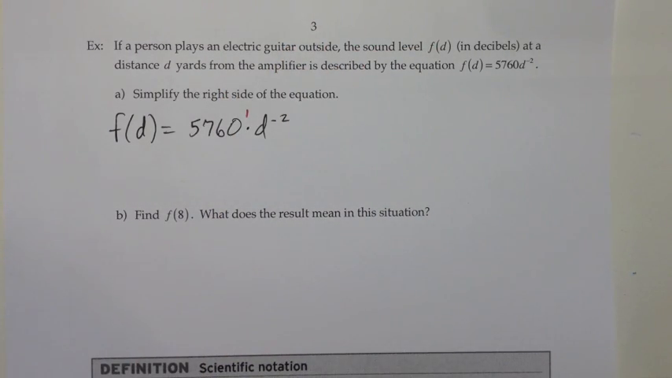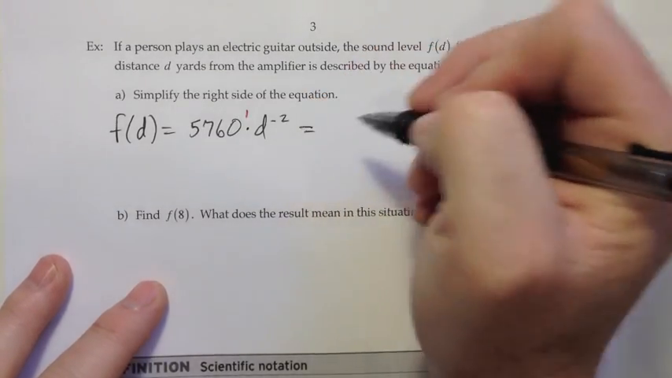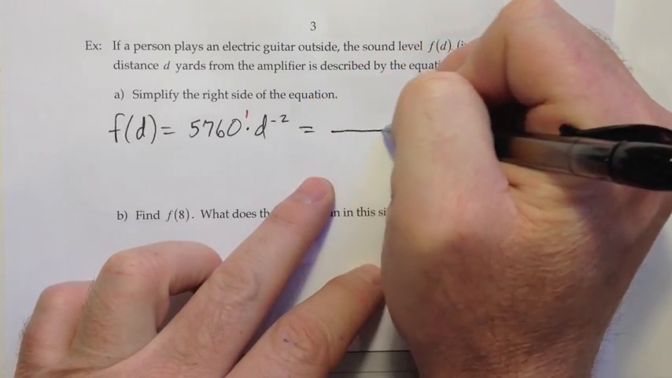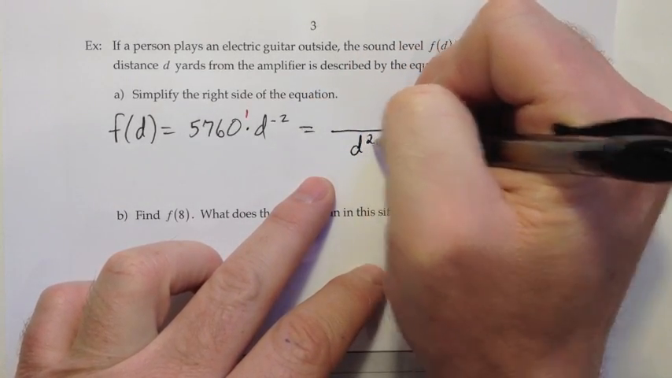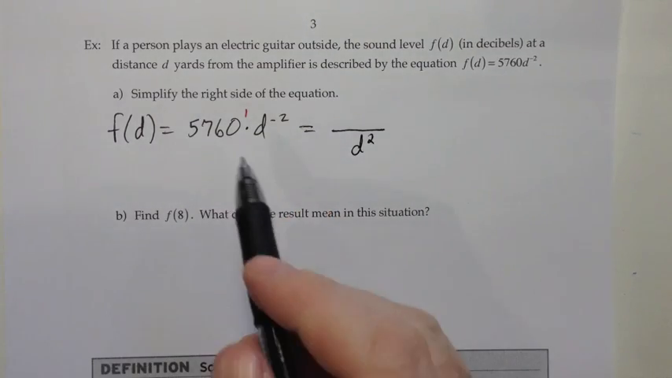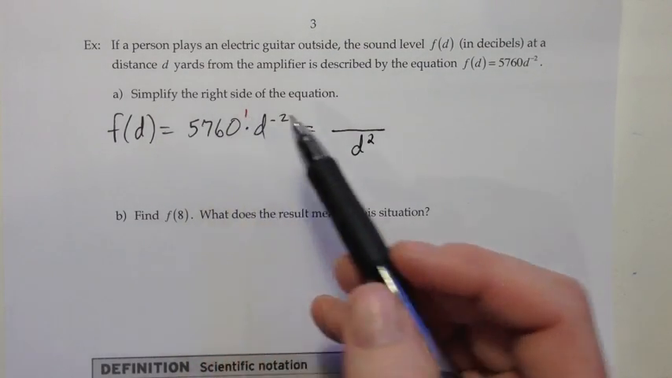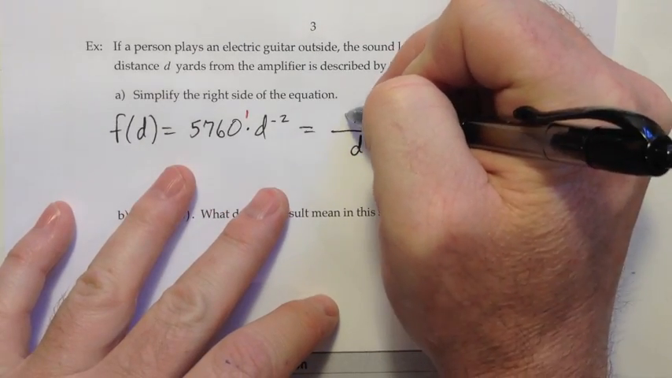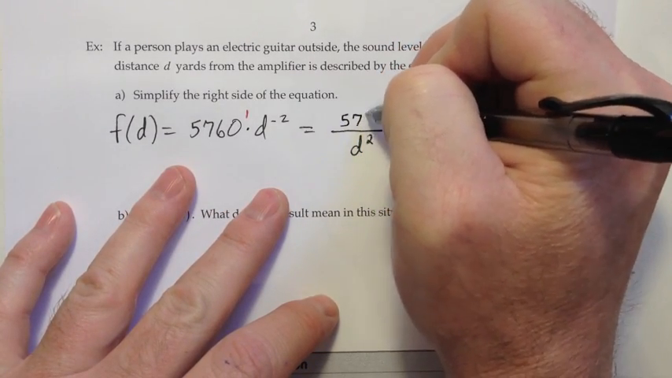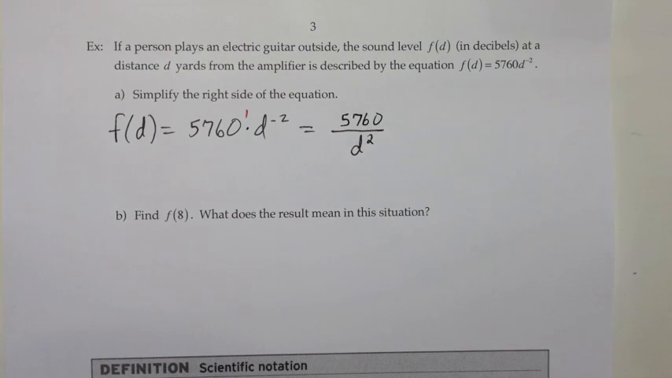And what's important to realize there is that means when we get rid of that negative exponent, we're only going to move the d to the denominator and make that a d squared. We're not going to move the 5,760 down because its exponent was 1, which was positive, so that can just stay put. So that would be considered the simplified version of the function because it no longer has a negative exponent. And then they want us to find f of 8 and think about what that means in the situation.